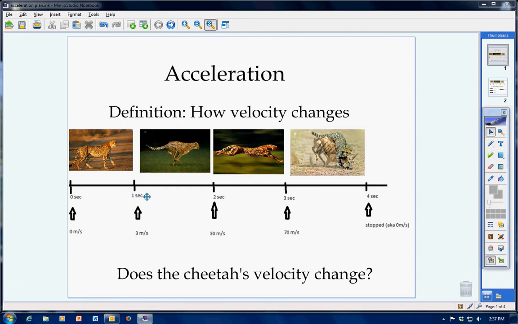And then from the first second to the second second, goes up to 30 meters per second. Then, for the third second, is at 7 meters per second. Then he finds his prey, tackles it to the ground, and is completely stopped at 4 seconds. So acceleration is a way we describe how this speed changes through time.